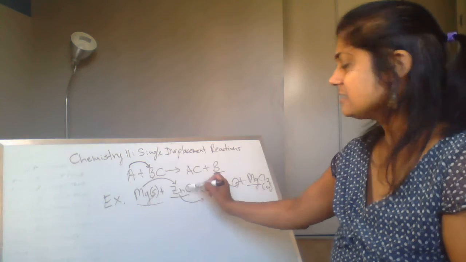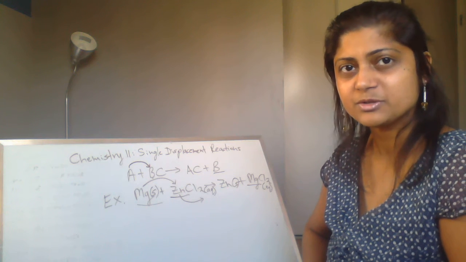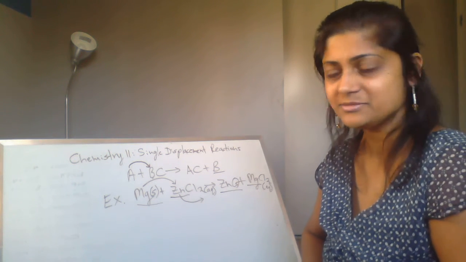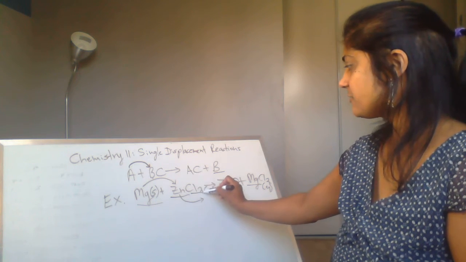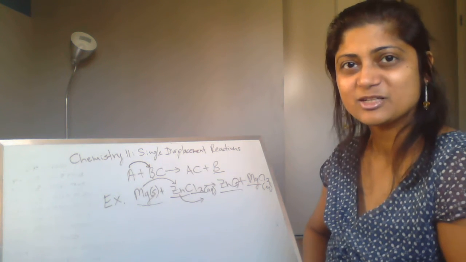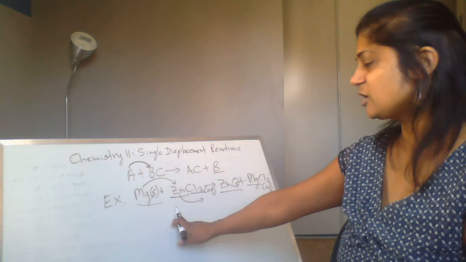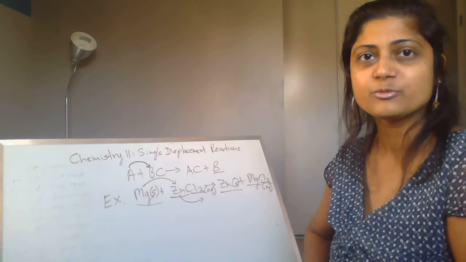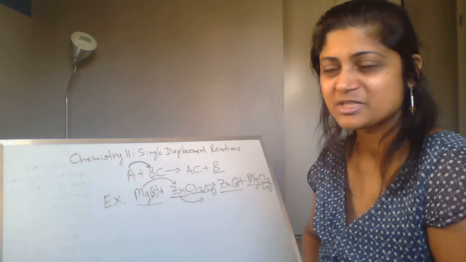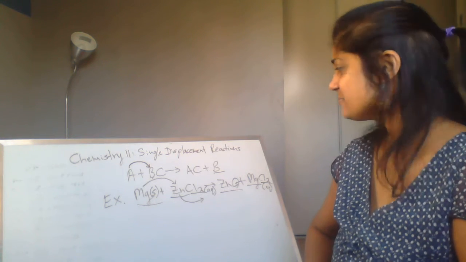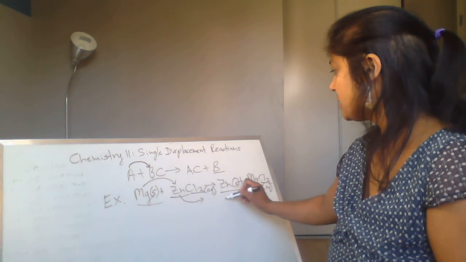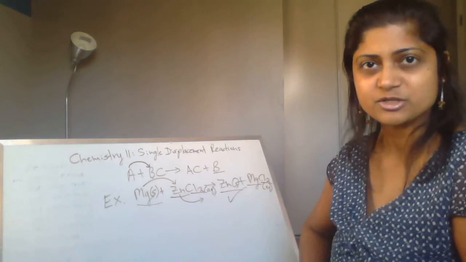I'm going to look at zinc. There's one zinc atom here on the reactants. I have one zinc atom on the product side, okay? And lastly, if I'm looking at chlorine, there are two chlorine atoms here on the left side of the arrow. I have two chlorine atoms on the right side of the arrow. Does everyone see that? Okay, so this looks like it's already the balanced equation for this single displacement reaction.